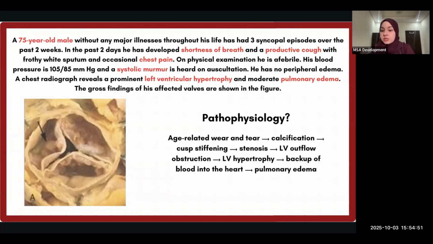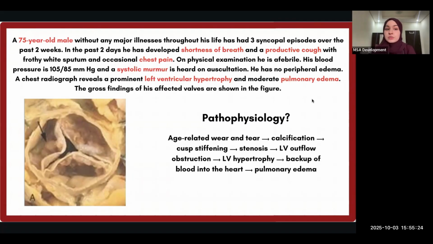And this causes an outflow obstruction from the left ventricle. Blood starts pooling into the heart and could eventually go into the pulmonary vasculature and could cause symptoms of pulmonary edema. So if you look at the question now, you can see these symptoms. You have shortness of breath, you have productive cough, there is chest pain. So all of these are symptoms of pulmonary edema or pulmonary involvement.